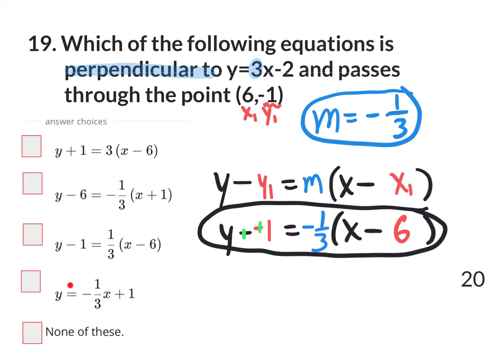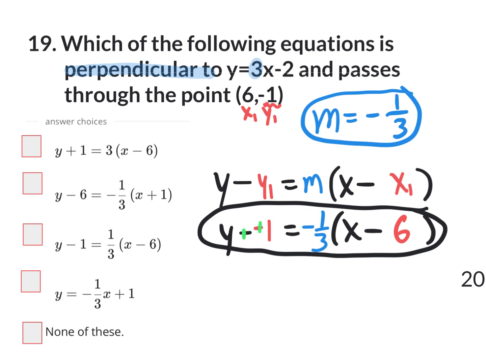The question is, is it written over here in point slope form? Do we have a y plus 1? Y plus 1, yes. We need a negative 1/3, that's not it. Y plus 1, negative 1/3, that's not it. Y plus 1, nope. So it's not there. So don't pick none of these yet because it might be written in slope-intercept form. So let's change this point slope form to slope-intercept before deciding that it's none of these.